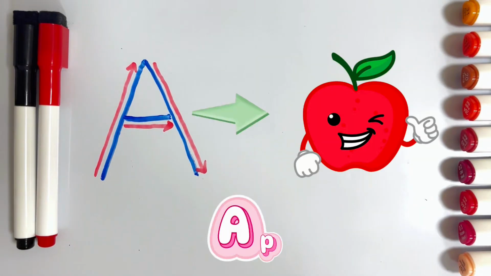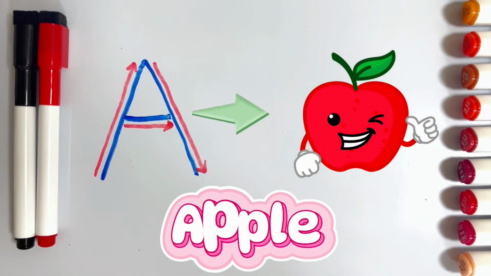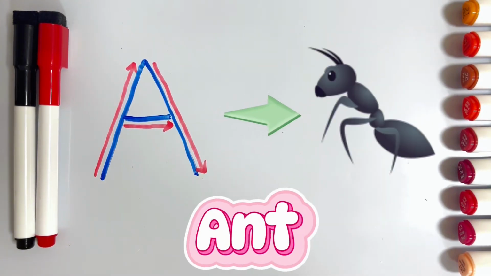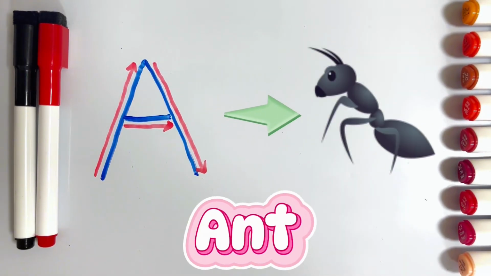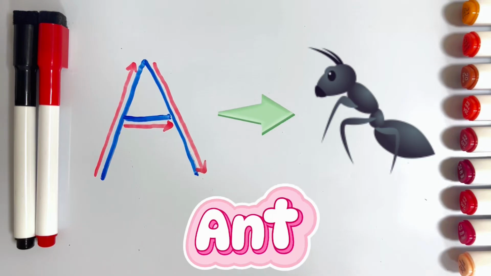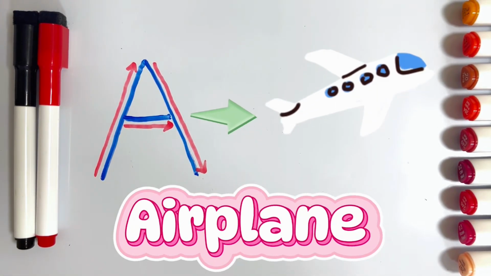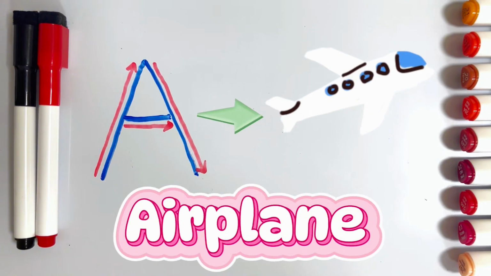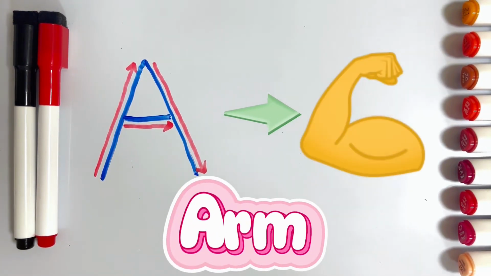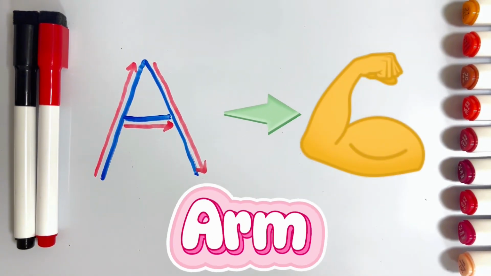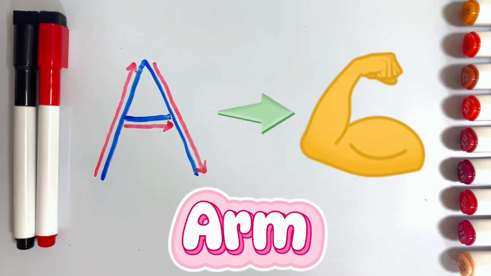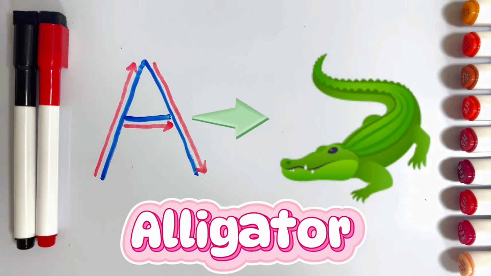Yay! A for apple. Apple is a fruit. A for ant. Ant is an insect. A for airplane. We fly in airplane. A for arm. Arm is a body part. A for alligator. Alligator is an animal.